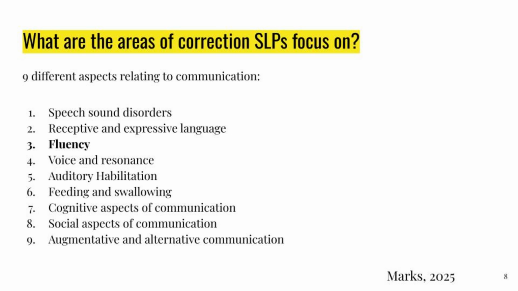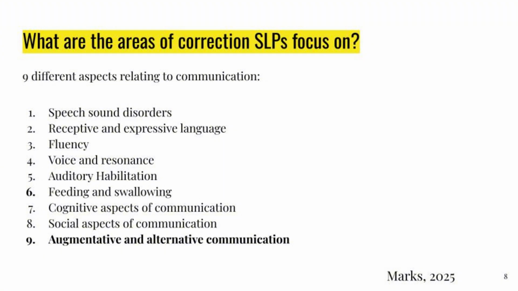If a child has trouble with fluency, they may stutter or clutter words together. Voice and resonance focuses on vocal quality, pitch, and loudness. Auditory habilitation focuses on children with hearing loss and helps them develop spoken and listening language skills. Feeding and swallowing helps children develop feeding and swallowing skills. Cognitive aspects of communication focuses on problems with attention, memory, reasoning, or executive functions that can affect communication. Social aspects of communication focuses on interpreting social cues and conversation rules.